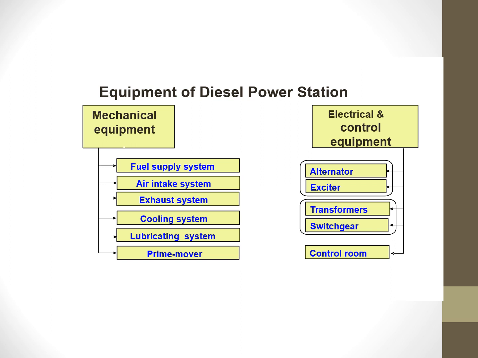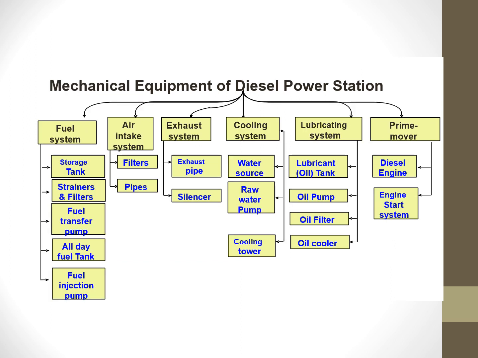So here we are going to list out the different systems employed in a diesel power station or diesel power plant. We can classify the systems into two categories: mechanical equipment and electrical and control equipment. In the mechanical equipment, we have the fuel supply system, air intake system, exhaust, cooling, lubrication, and prime mover. Here prime mover is nothing but the diesel engine. In the electrical and control equipment, we have alternator, exciter, transformer, switchgear, and control room, that is the panel room, to control the fluctuation, and the alternator for generating power, and a transformer to step up the electricity generated. These are the general equipment used in any diesel power plant.